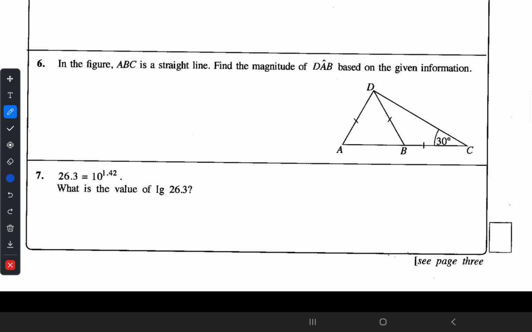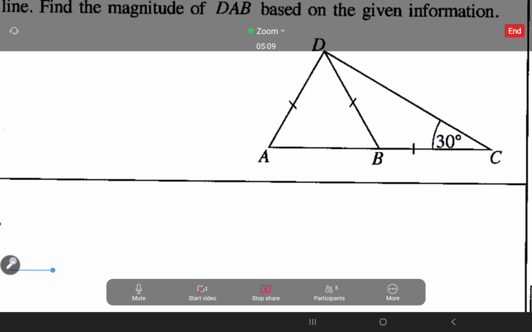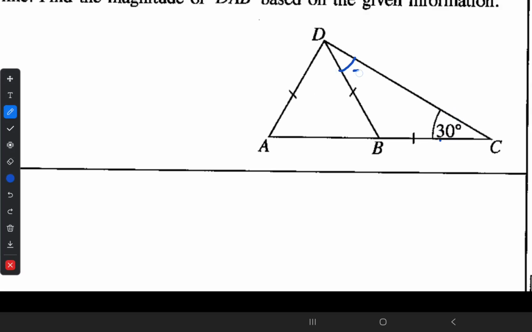In the figure, ABCD is a straight line. Find the magnitude of DAB based on the given information. DAB means this angle. This is what we need to find. Before that, ABC is a straight line. This is 30. Look at this, this is an isosceles triangle, so this angle also would be 30. This is 30, this is also 30. That means this obtuse angle would be 120.